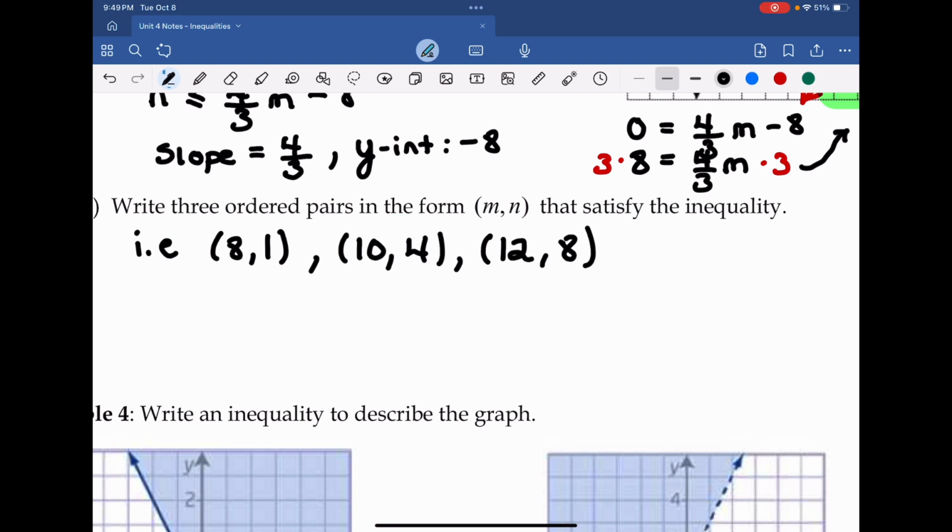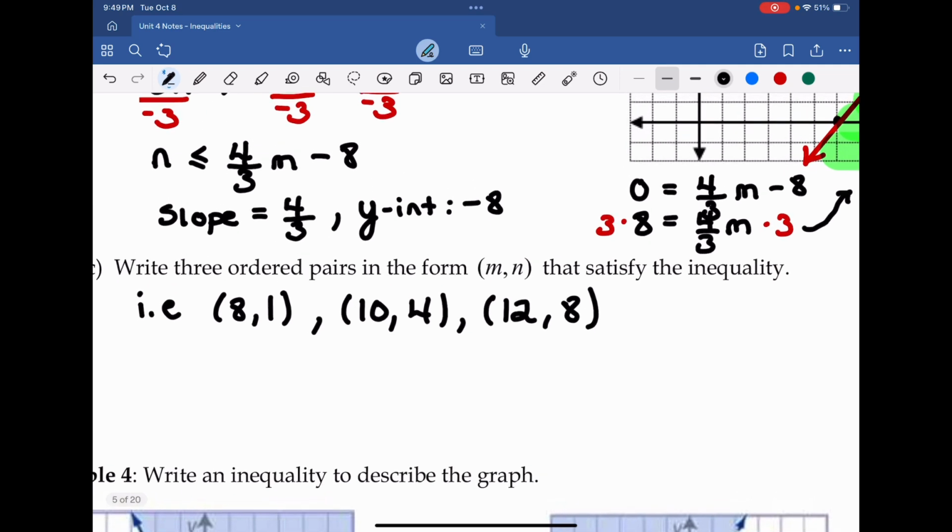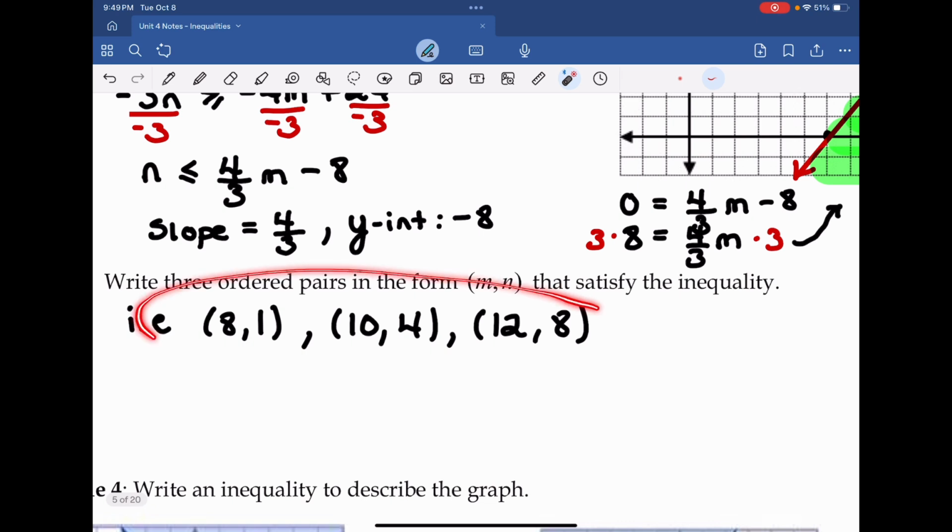Just to make sure that they satisfy the inequality, you could always go back and then just plug these into the inequality. So if you were skeptical of any of these points, take them, plug them back in here, and be like, if the n value is this, then if I plug in the m value, will it be that the n value is less than or equal to the m? And for any of these points, it should work.